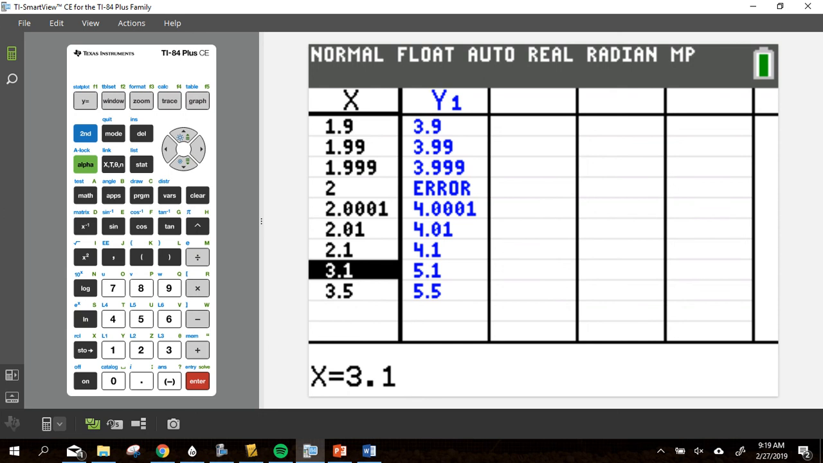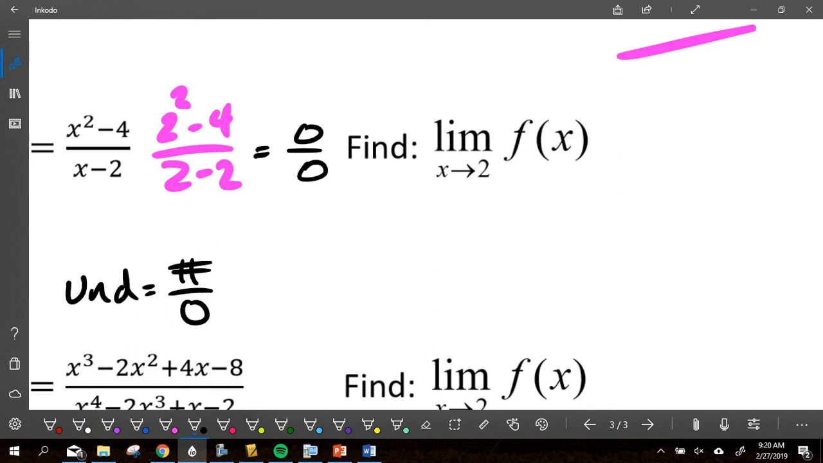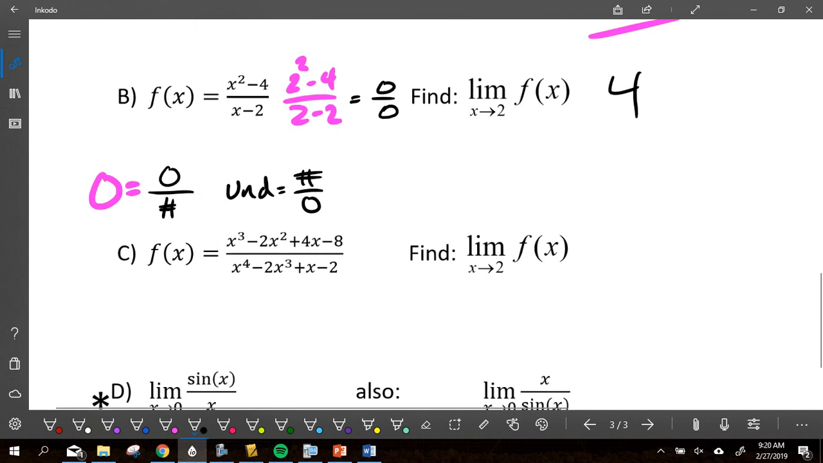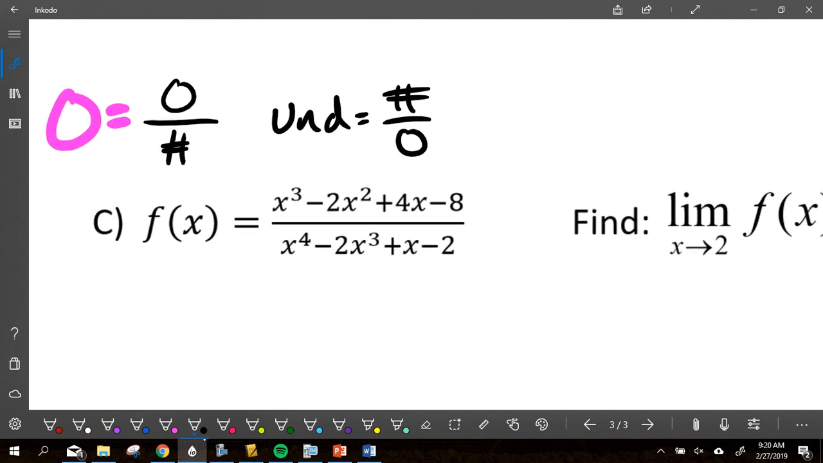Oh, cool. What number on the left-hand side and the right-hand side, as we got closer and closer to 2, what number did I get? 4. 3.99, 4.001. I'm going to assume that the limit is 4, and it is. Questions on B? I'm going to change C because I don't like C. Let's do this.